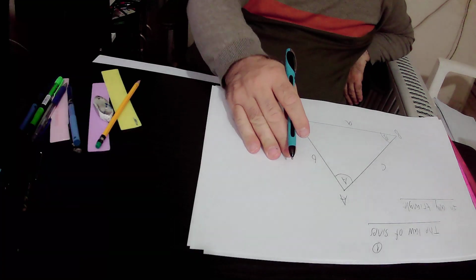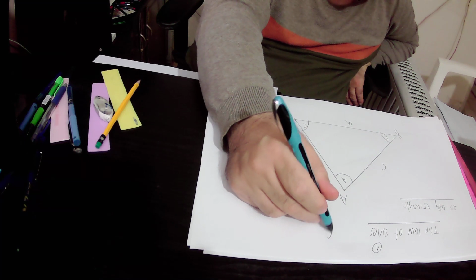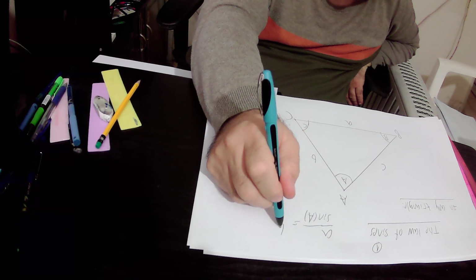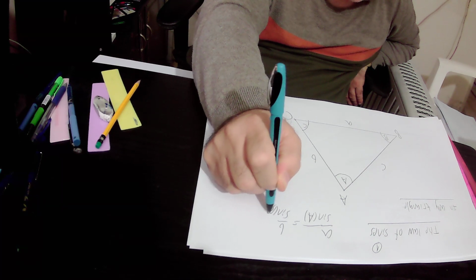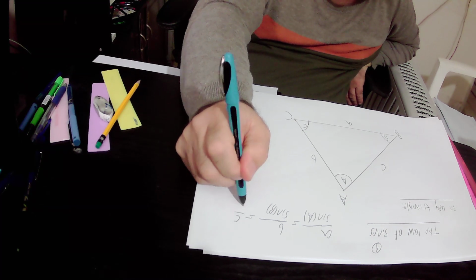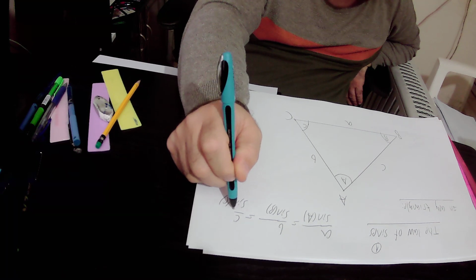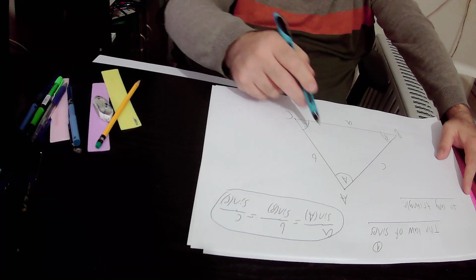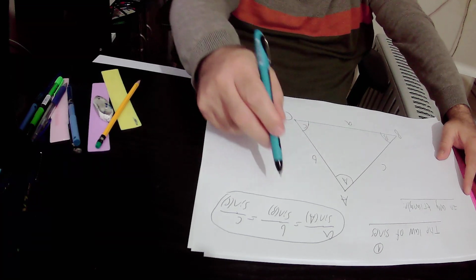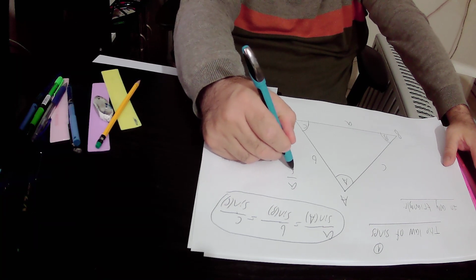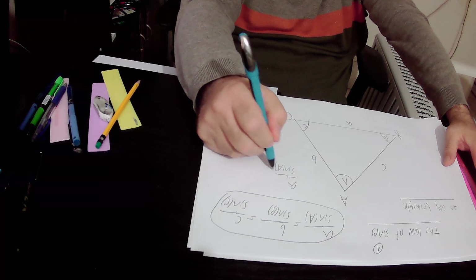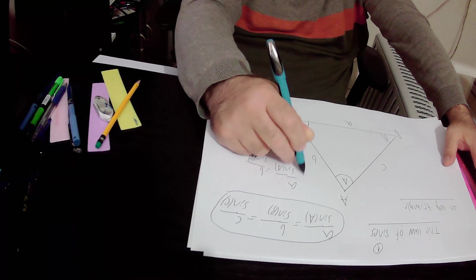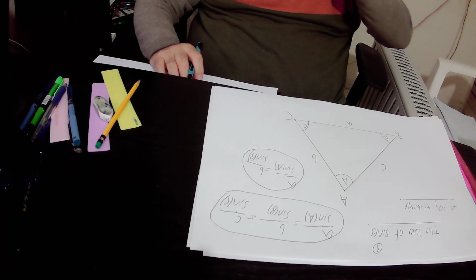So according to the law of sines, A over sine A equals B over sine B, equals C over sine C. So in any triangle, A over sine A equals B over sine B equals C over sine C. From this formula we will derive that A over sine A equals B over sine B, so this is the law of sines.